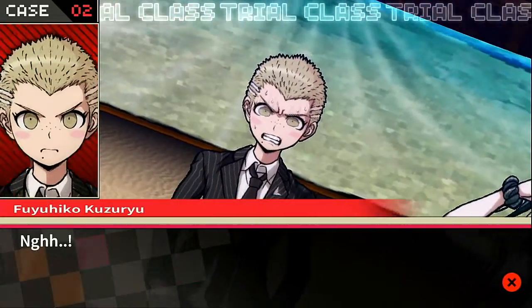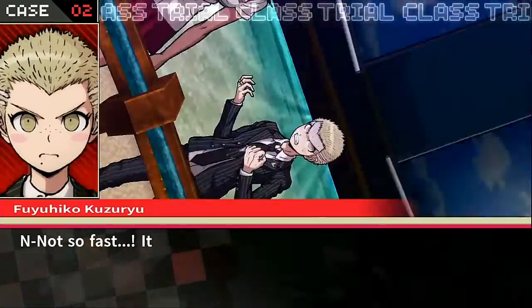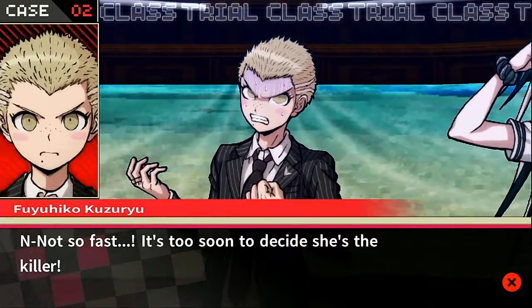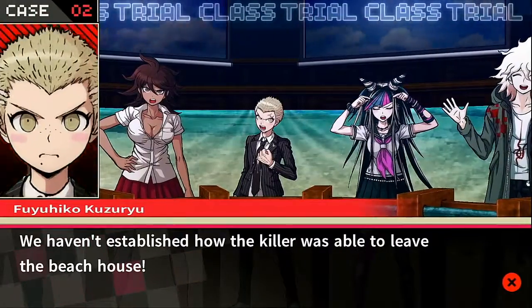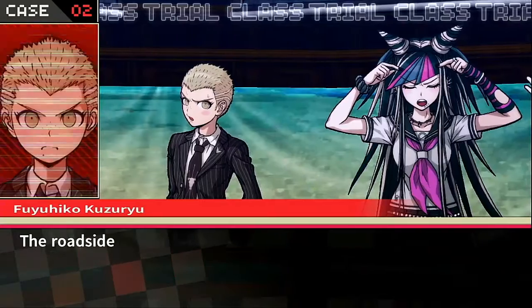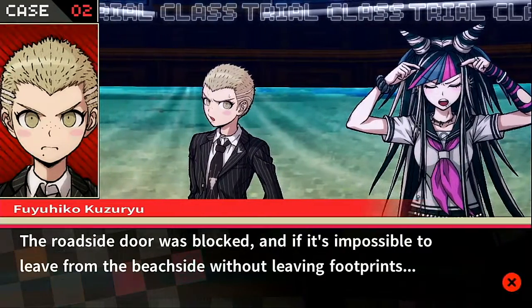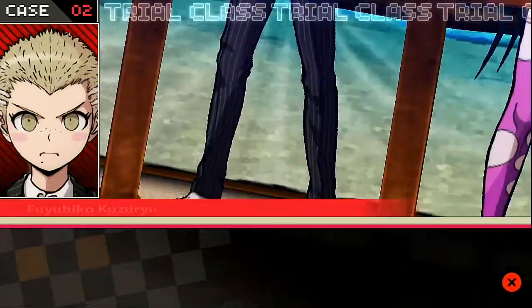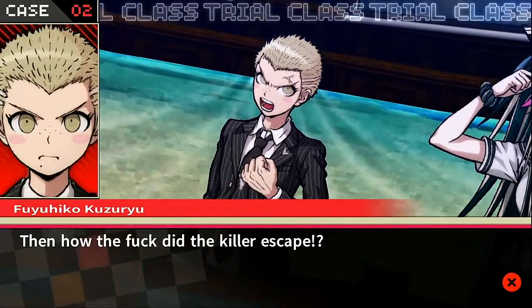Not so fast! It's too soon to decide she's a killer. We haven't established how the killer was able to leave the beach house. Now that you've mentioned it, the roadside door was blocked. And if it's impossible to leave from the beachside without leaving footprints, then how the fuck did the killer escape?